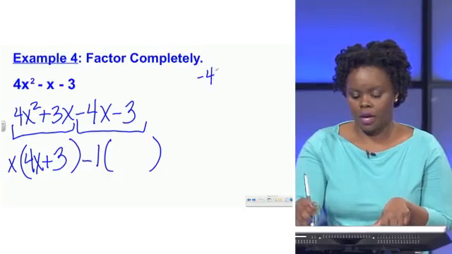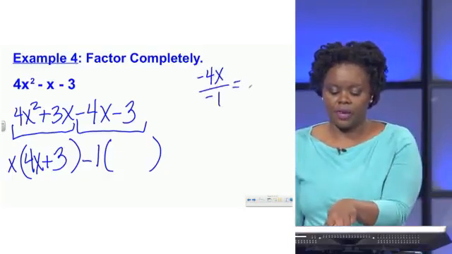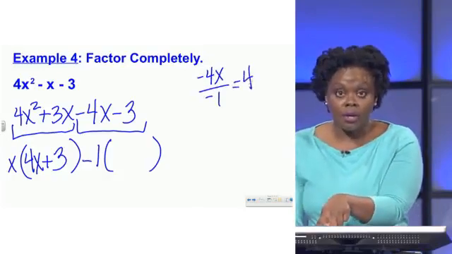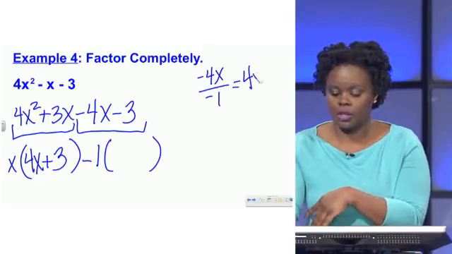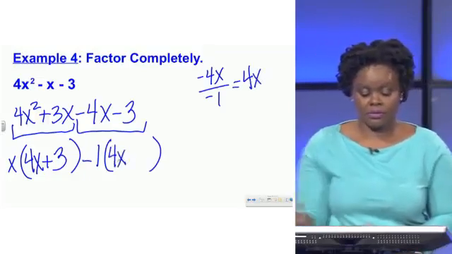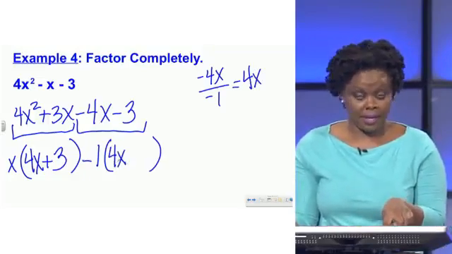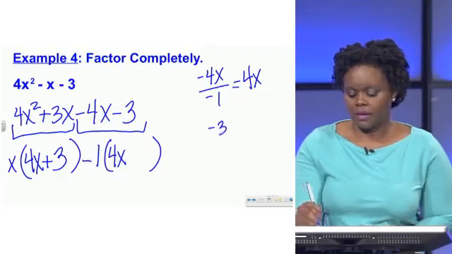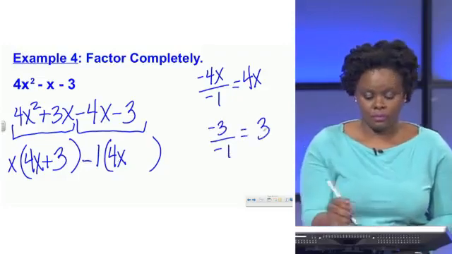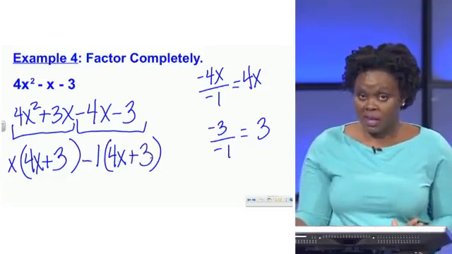Okay. So now I have negative 4x divided by negative 1. Negative 4 divided by negative 1 is just 4. X on top, but no x on the bottom, so it just carries along for the ride. So I get 4x over here. And then I have a negative 3 divided by a negative 1. So negative 3 divided by negative 1, that's positive 3. So plus 3.